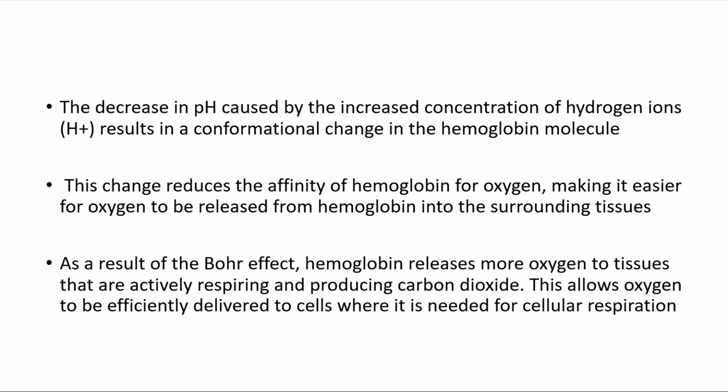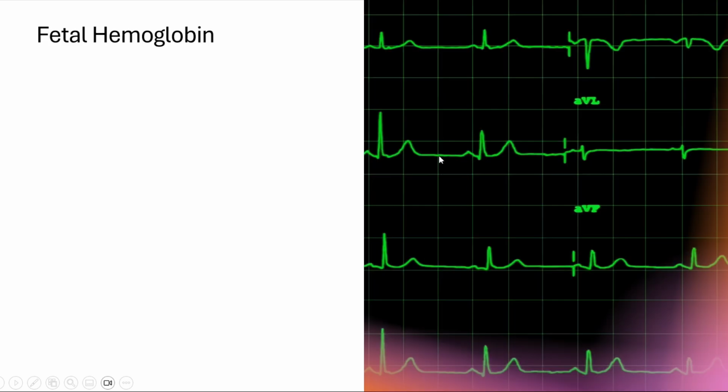As a result of the Bohr effect, hemoglobin releases more oxygen to the tissues that are actively respiring and producing carbon dioxide. This allows oxygen to be more efficiently delivered to cells where it's needed for cellular respiration. So this is called the Bohr effect. Okay, cool. Now you need to know about hemoglobin in different situations.